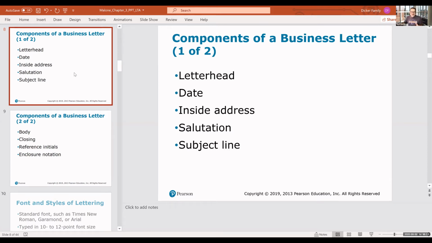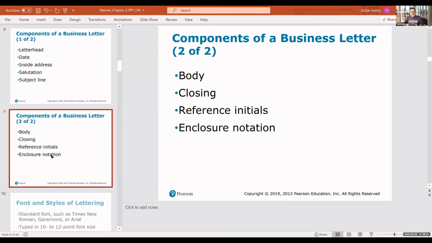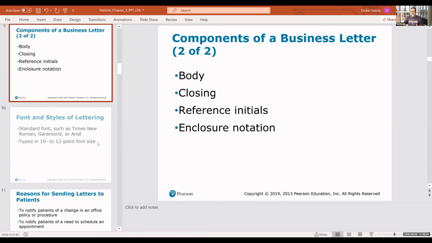Letterhead is typically standard, right? The date, the subject line, a salutation or a greeting, a welcome, okay? Then the body of the letter, which, what are we trying to convey? We put that in the body, and then usually a complimentary closing. Okay, so we'll skip a couple of slides here.